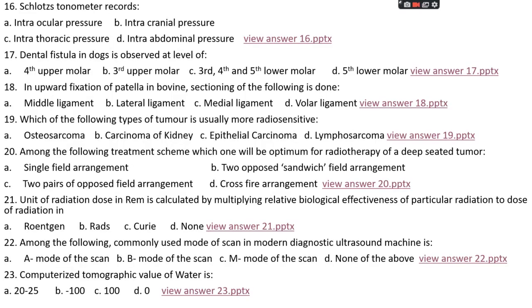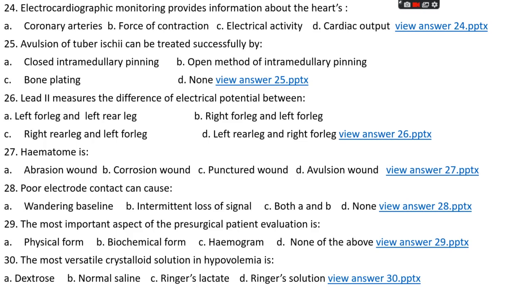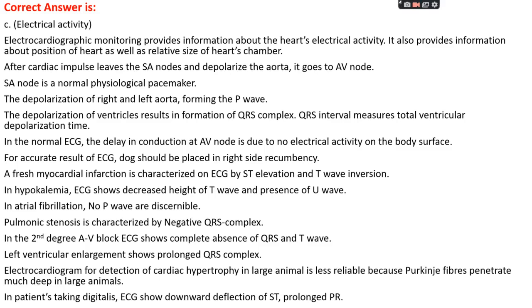Question number 25. Electrocardiographic monitoring provides information about the heart: option A, coronary arteries; option B, force of contraction; option C, electrical activity; or option D, cardiac output. The right answer is option C, that is electrical activity. Electrocardiographic monitoring provides information about the heart's electrical activity.